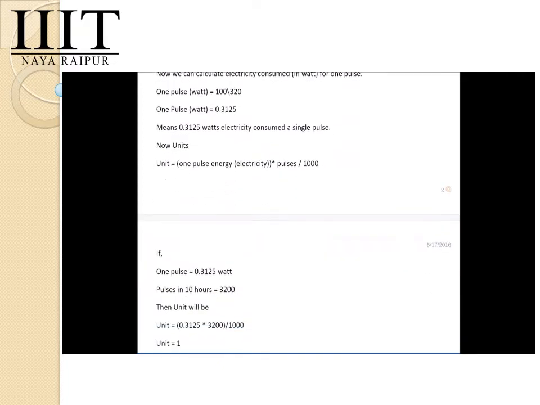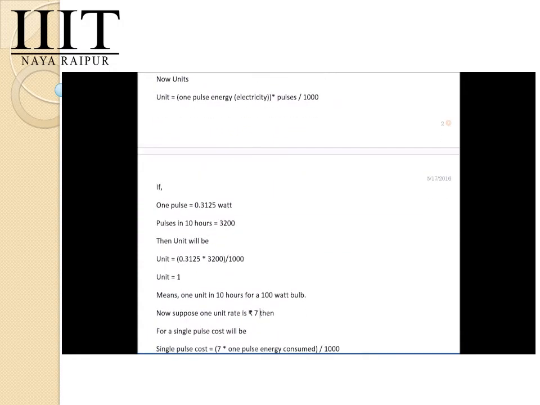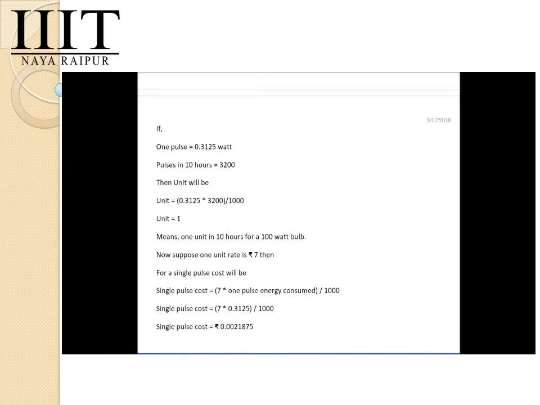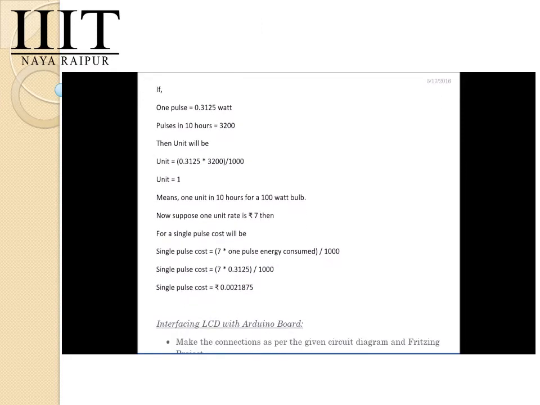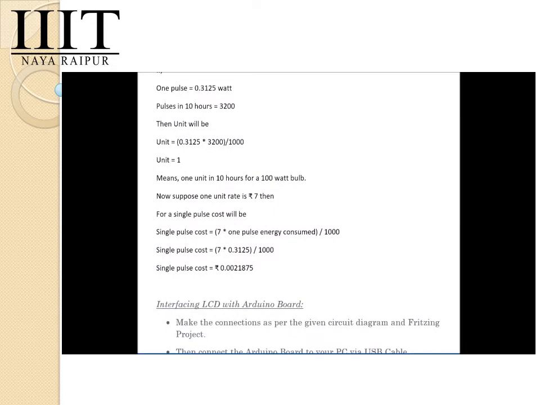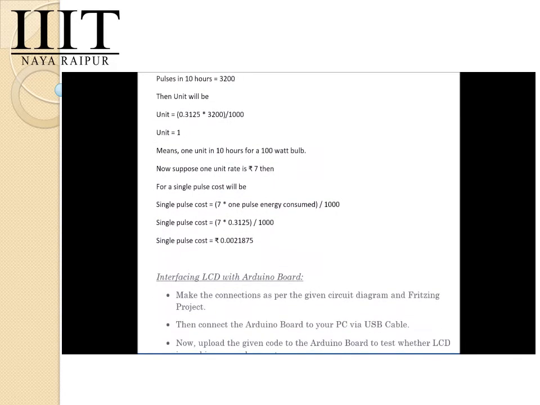Now for units. Units equal 1 pulse energy into pulses divided by 1000. If 1 pulse equals 0.3125 watt-hours, then for 10 hours there would be 3200 pulses, and the units will be 0.3125 into 3200 divided by 1000, which is equal to 1, which means 1 unit in 10 hours for a 100 watt bulb. Now suppose the rate of 1 unit is rupees 7, then a single pulse cost will be 7 into 1 pulse energy consumed divided by 1000, which is equal to 0.002185 rupees.